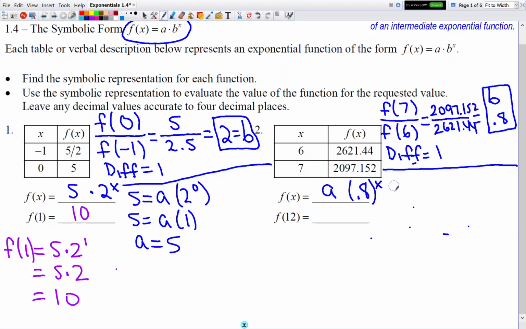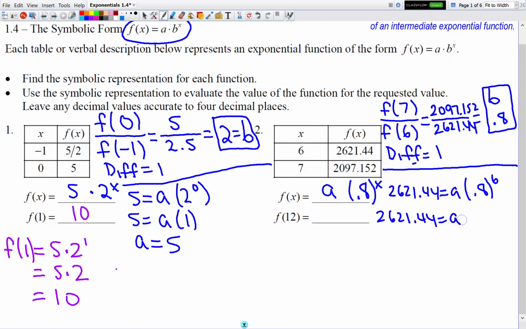Okay, so let's find out what our answer is. So plug in 2621.44 equals a times 0.8 to the 6th power. And luckily for us, like I said, we get to use a calculator, so we don't have to figure out 0.8 to the 6th power by hand. We can use our calculator, and when you do that, let's see what you get.